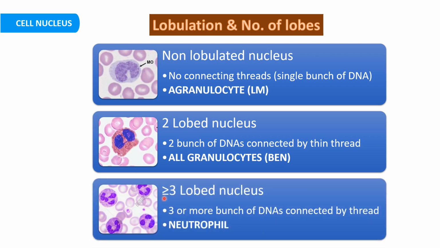If 3 or more lobes are present, as you can see in this diagram, there are 3 lobes, 1, 2 and 3. In this diagram, there are 4 lobes, 1, 2, 3 and 4. If you find 3 or more lobes, then it is a neutrophil only. So this is how you have to remember: if non-lobulated, it is an agranulocyte; if bilobed, it is a granulocyte; if 3 or more lobes, it is neutrophil only. Now let's move to the third step.